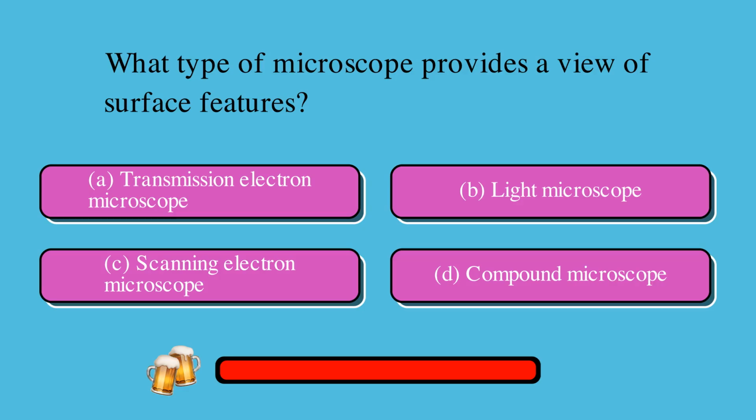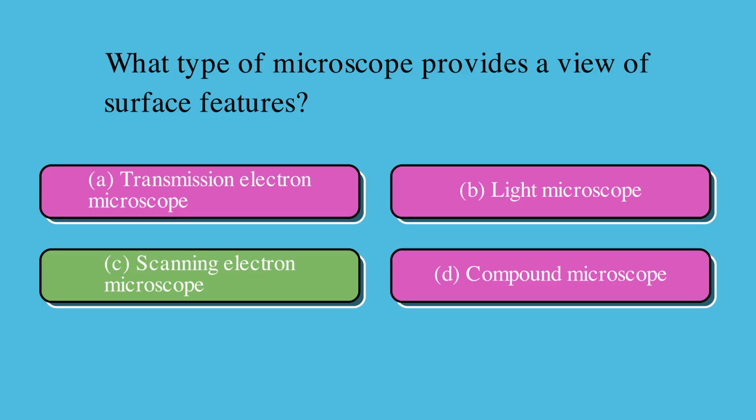What type of microscope provides a view of surface features? Is it A, transmission electron microscope, B, light microscope, C, scanning electron microscope, or D, compound microscope? The correct answer is C, scanning electron microscope.